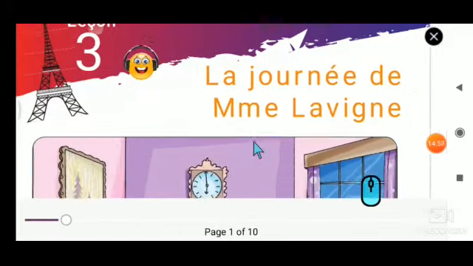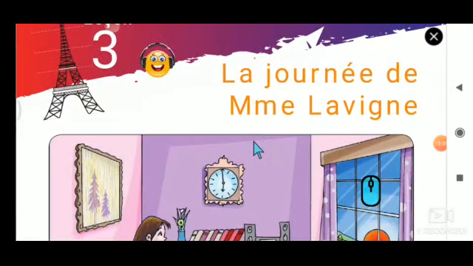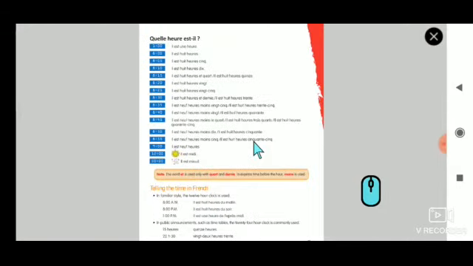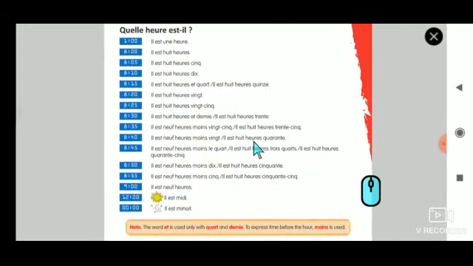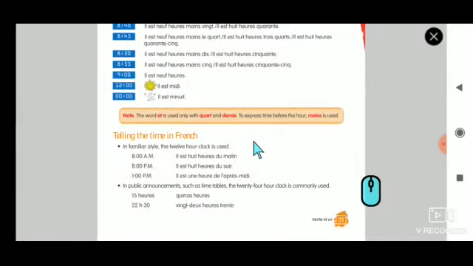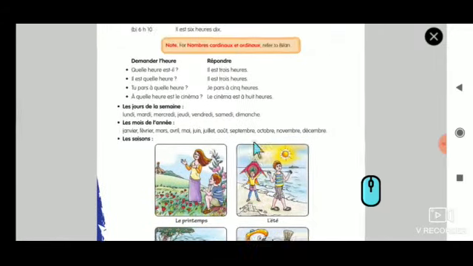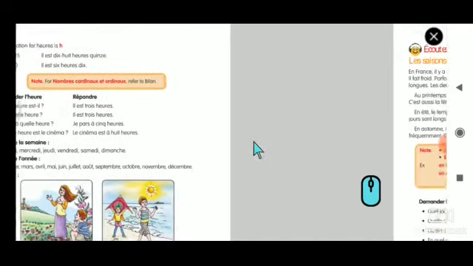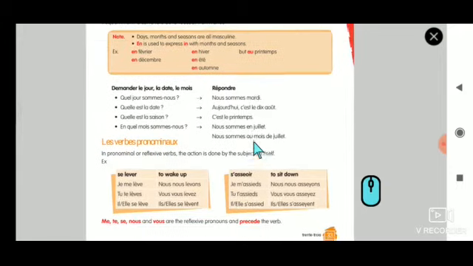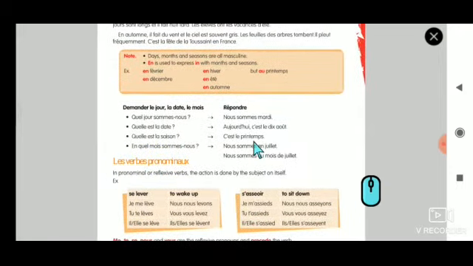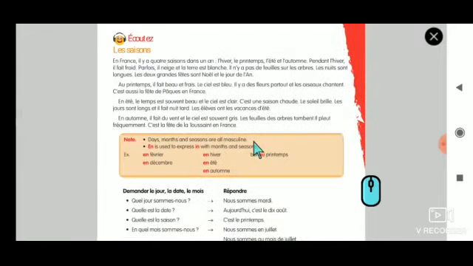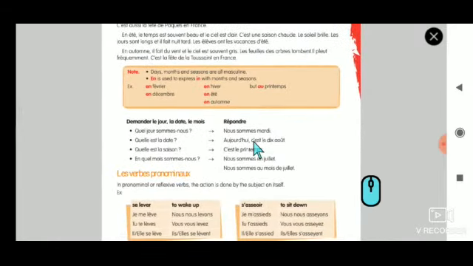Okay, we are here in lesson 3, La journée de Madame Loving. So take the grammar page. Let's see what's there in the grammar page. For this exam, I think I have not asked anything related to time, so you need not practice that. There is nothing much in this lesson except les verbes pronominaux. I'll just have a small recap of that and then let's move.